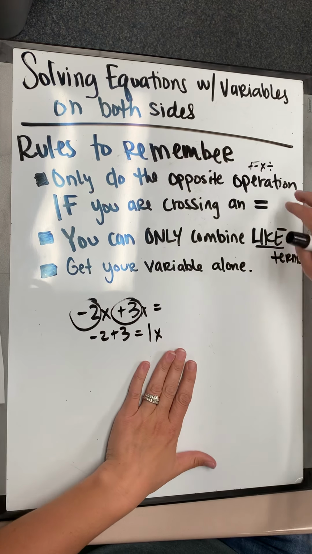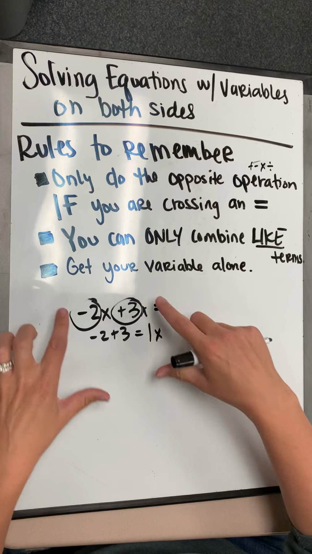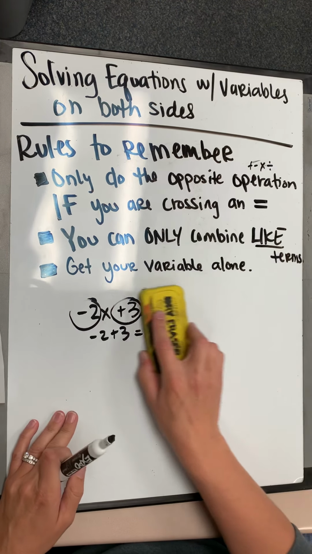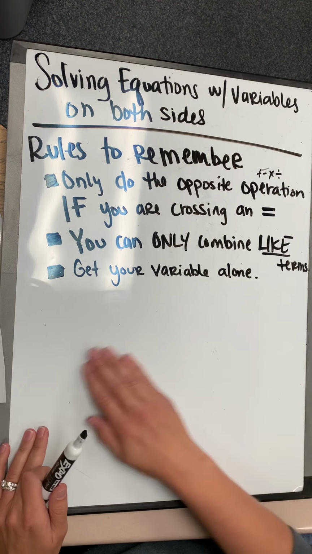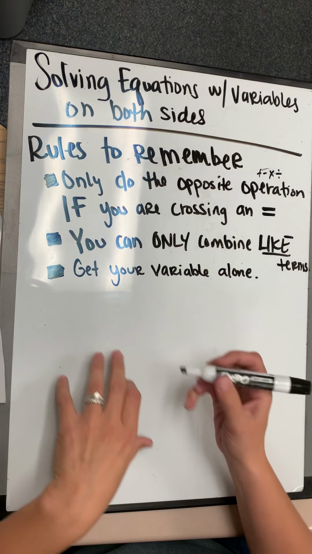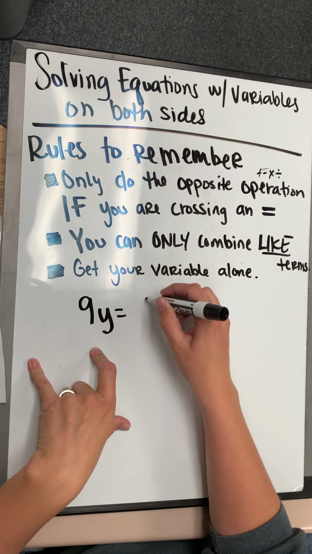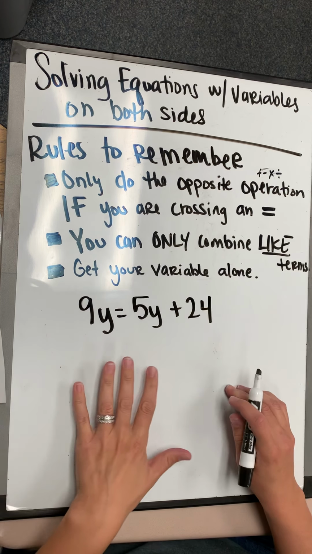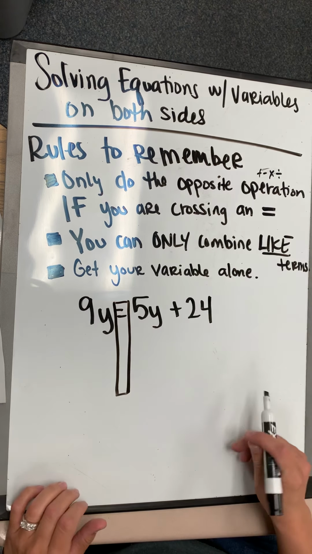That's what I mean by only do the opposite operation if you are moving it across an equal sign. If you're not, then you need to just do what the numbers tell you to do. And you can only combine like terms. And remember, whenever you're solving an equation, you are trying to get that variable alone. So if I have an equation like this, 9y is equal to 5y plus 24, I see that my equal sign is right there.